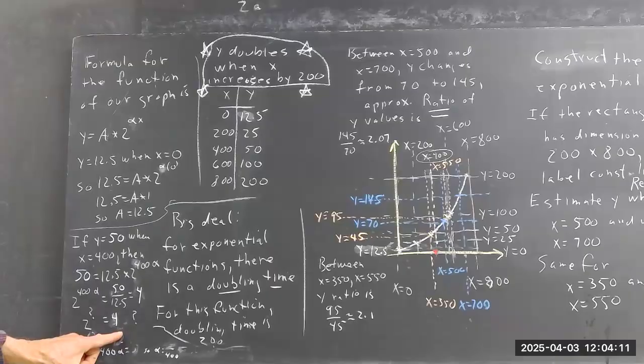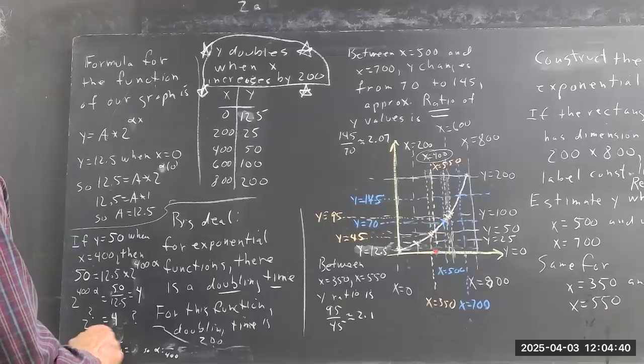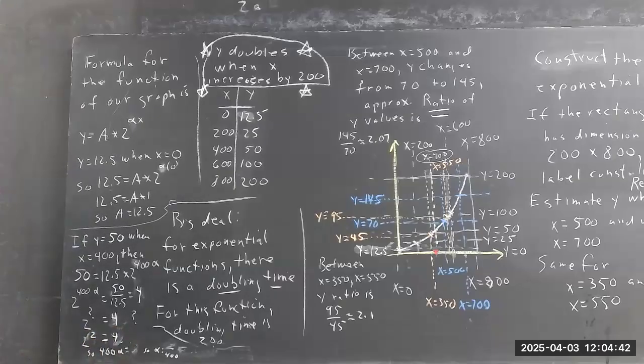Now, 2 to what power equals 4? Show me what power of 2 equals 4. Come on, everybody, show me. What's 2 to the third? Is it 4? No. What's 2 to the fourth? 16. Is it 4? No. What power of 2 equals 4? Second power. Okay, so 2 to the second power equals 4.